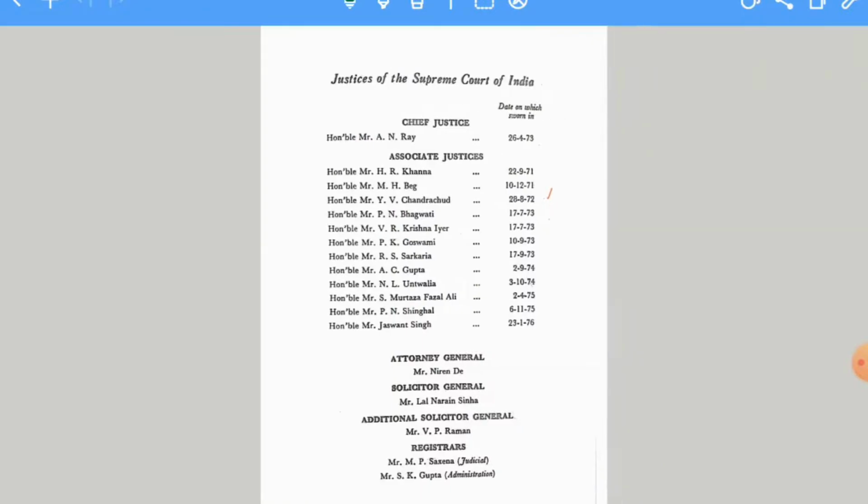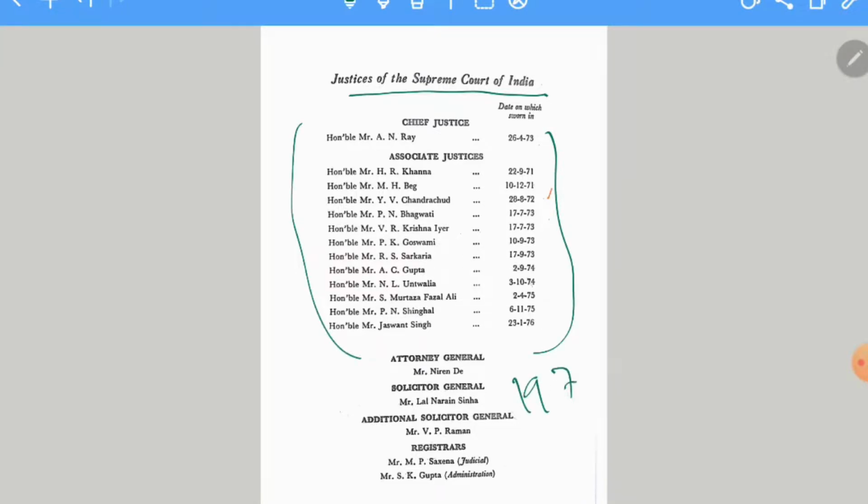Okay. Now moving further, you will see here the justices of the Supreme Court of India. Here you will see the names of judges who were part of the Supreme Court in the year 1976. If you are going with a new and recent SCC, then you will have the names of judges who were the Chief Justice and also the Associate Justices. That is what you will get on this page of the journal.